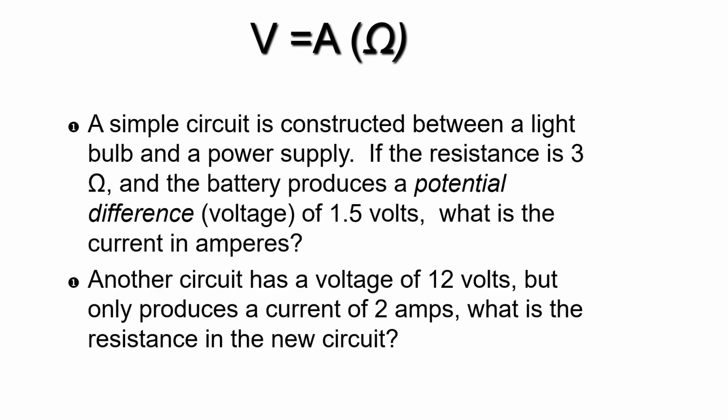Another circuit has a voltage of 12 volts. Okay, so we're dealing with an automobile battery, but it only produces a current of 2 amps. What is the resistance in the new circuit? Okay, so again, substituting in, we have 12 equals 2 times omega. Okay, divide both sides by 2, and you get 6. So the resistance of this second circuit is 6 ohms. Hopefully that was pretty straightforward for most of you. It's just a multiplication or division problem.